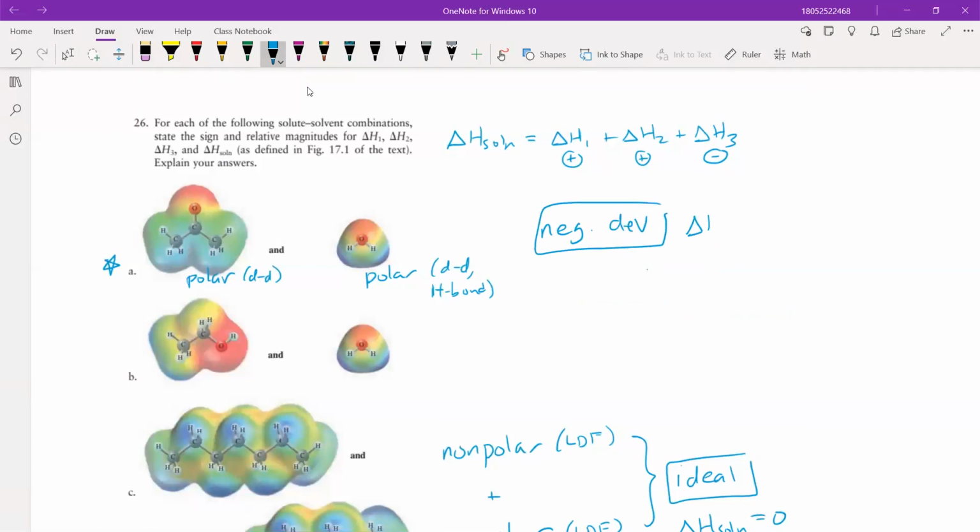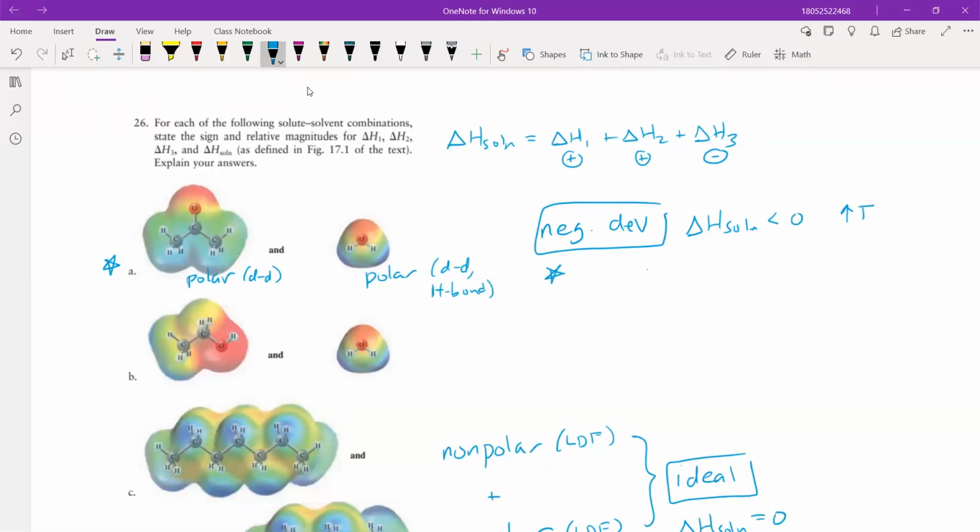Delta H of solution is negative. Again, this would get warmer when you mix them, because when you mix these two, it's going to be forming those extra strong IMFs, giving off energy when you form those stronger bonds.